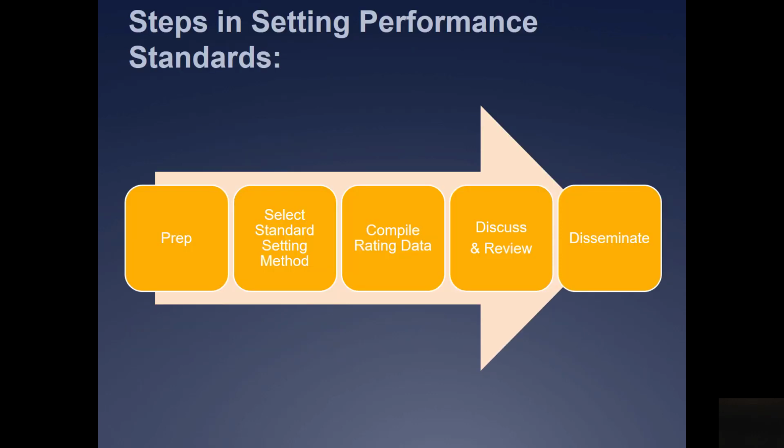we have steps associated with standard setting. Now this is quite simplified, but there are 5 steps: from prep, selecting standard setting methods, compile the rating data, discussing and reviewing, and then dissemination and reporting. For a higher level detail of these individual steps, I do have a handout 1, that is available, so I will refer to that, and certainly you can pull that out. We're going to start with prep.